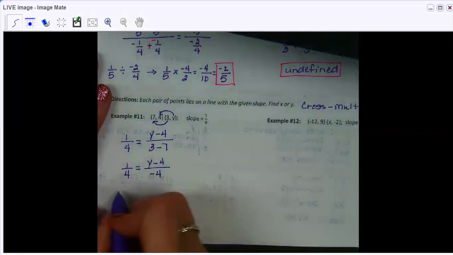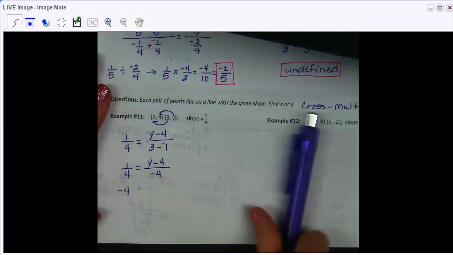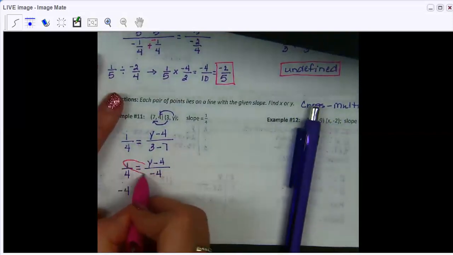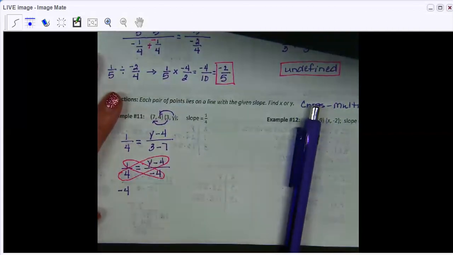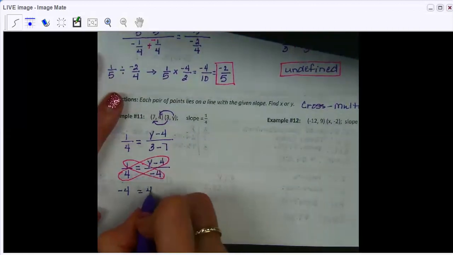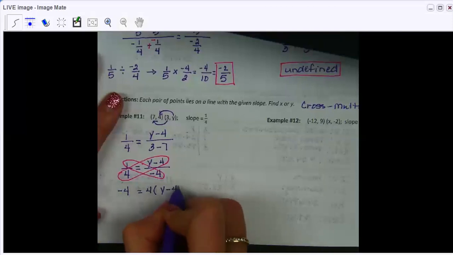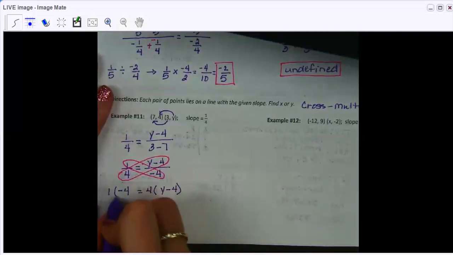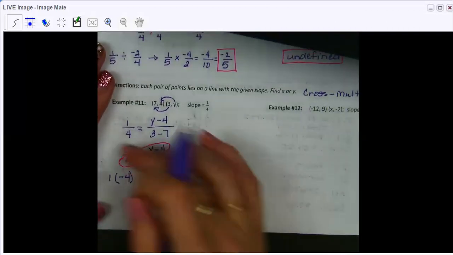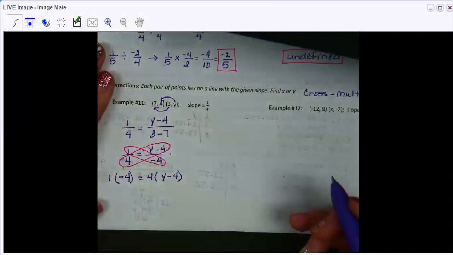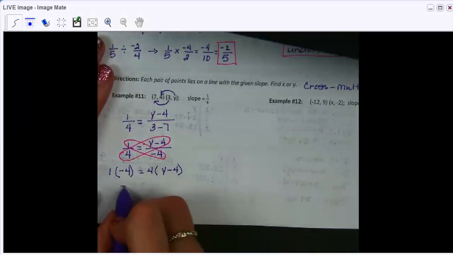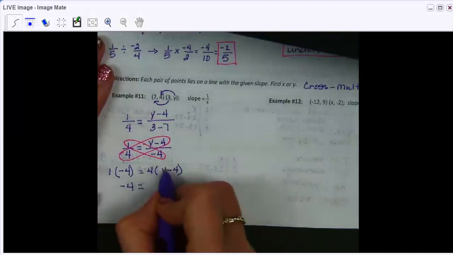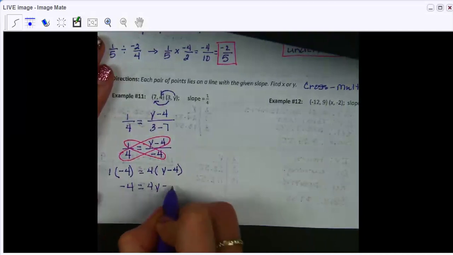So what I'm going to do is start by cross multiplying my 1 and negative 4. So 1 times negative 4 gives me a negative 4. And now I'm going to cross multiply this right here, and I end up with 4 times y minus 4. So we did 1 times negative 4 and then 4 times y minus 4. And now we're going to simplify this. 1 times negative 4 is negative 4. And then we distribute and we get 4y minus 16.